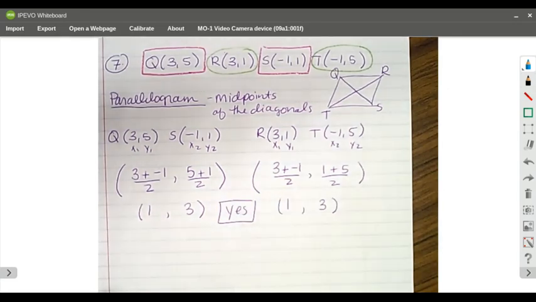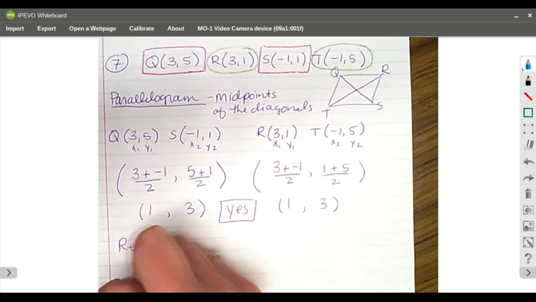If they were not the same, it would not be a parallelogram, and we would say it's a simple quadrilateral, which just means it's a quadrilateral that has no properties. It's simple, has nothing special about it. Most of the time, that's not going to happen. Most of the time, it will be a parallelogram.